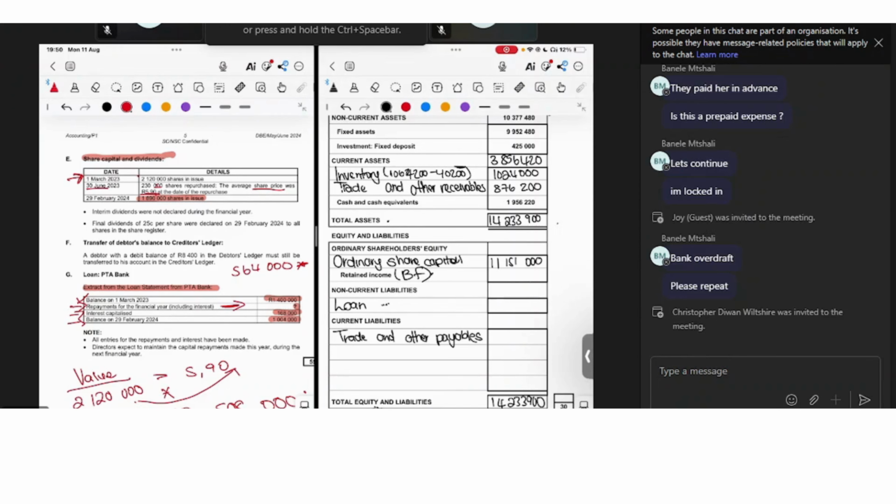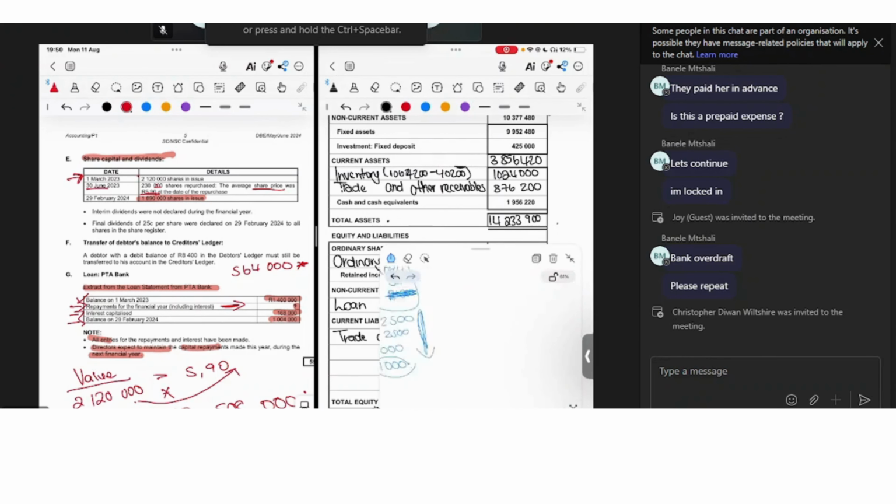But what do we want first? We want our balance here. So if we look at the notes that we've been given here, they say all entries for repayments and interest have been made, and then they're telling us directors expect to maintain the capital repayments made this year during the next financial year. So that means we need to calculate the payment without the interest. That's what capital repayments mean.